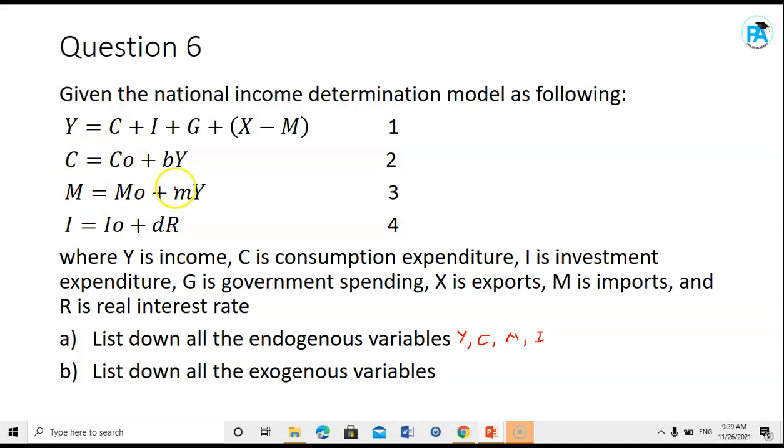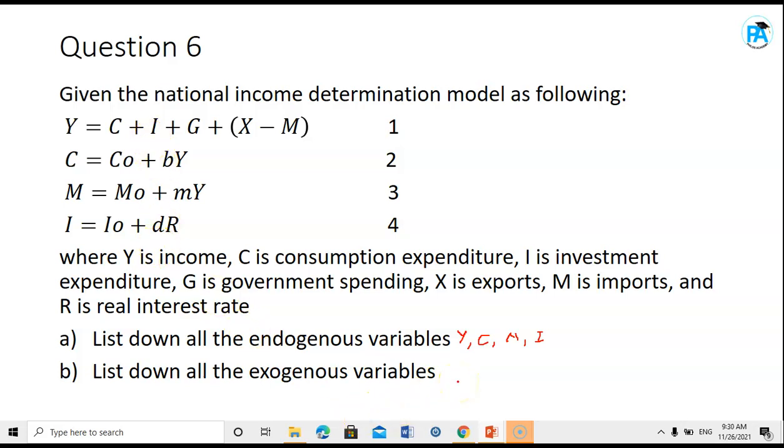M2, this is how you found M. M is equal to MO plus MY. It was gotten within the model before it was fixed into this function. Are you getting it? So it is also an endogenous variable. Then the I2 is endogenous. Okay. I2 is endogenous. But which ones are the exogenous variables?